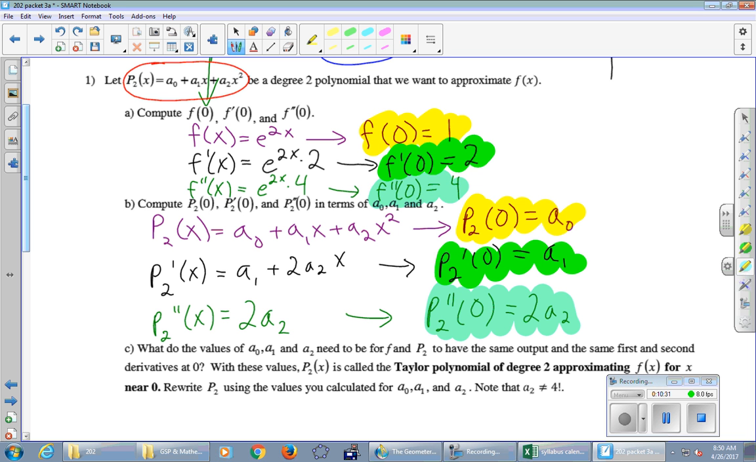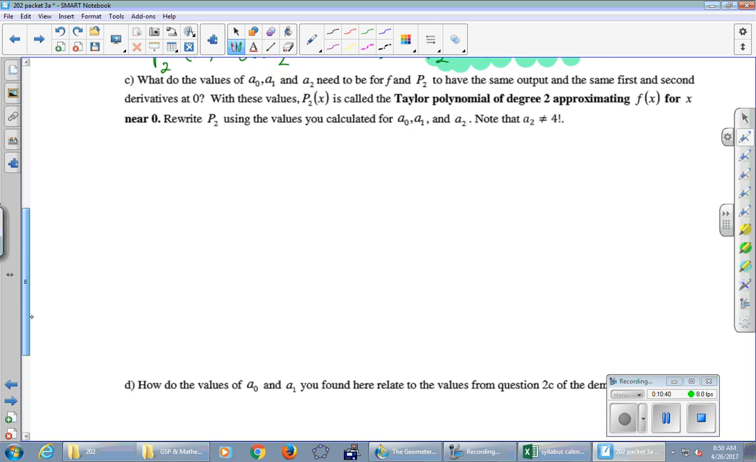Right? Three equations, three unknowns. I'm trying to find A0, A1, and A2. We're about to find them. Okay, I don't think I can keep all these things on the screen, but you guys have them on your page, so help me out. What's the first equation?